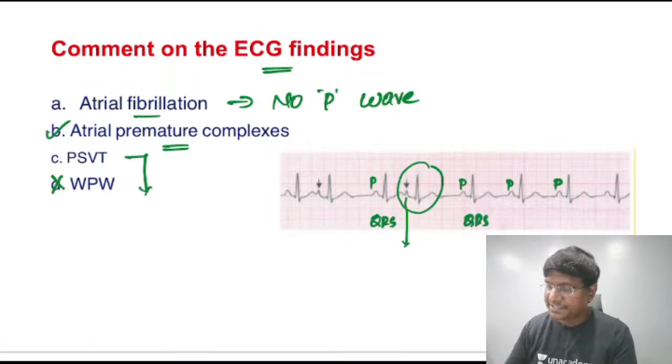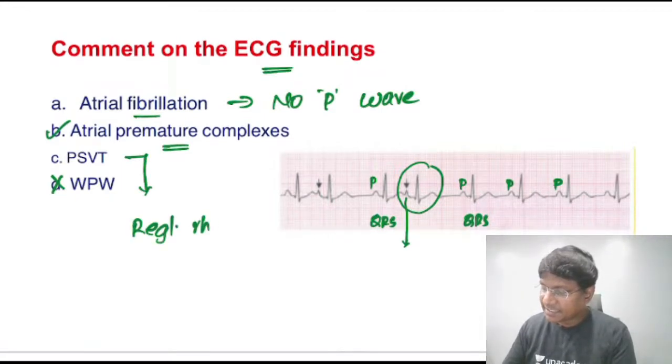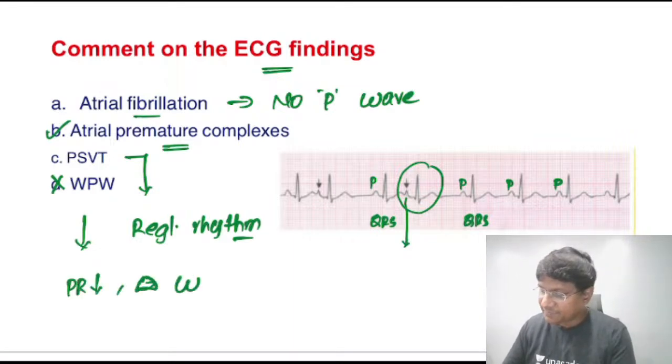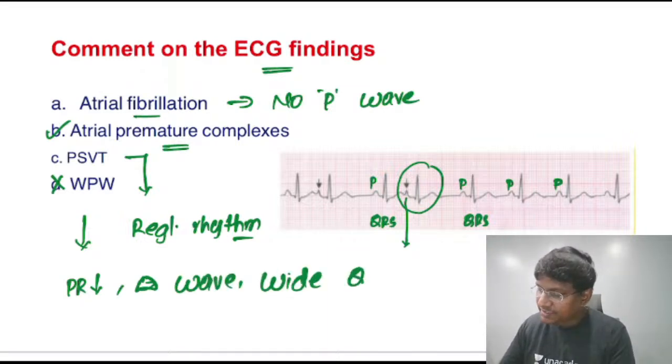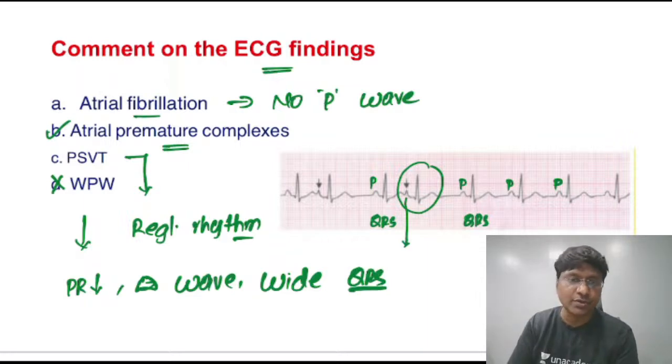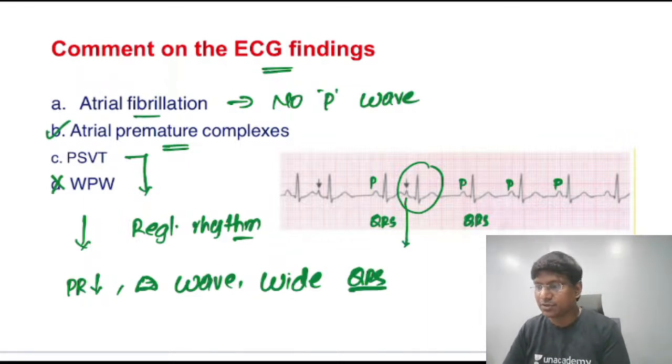Now, why is it not PSVT? In PSVT, the rhythm will be regular. But in this ECG, the rhythm is irregular. So PSVT is ruled out. In WPW syndrome, you should have a short PR interval, then a delta wave, and a wide QRS complex, which is not there in this ECG. That is the reason why Wolff-Parkinson-White syndrome is ruled out.